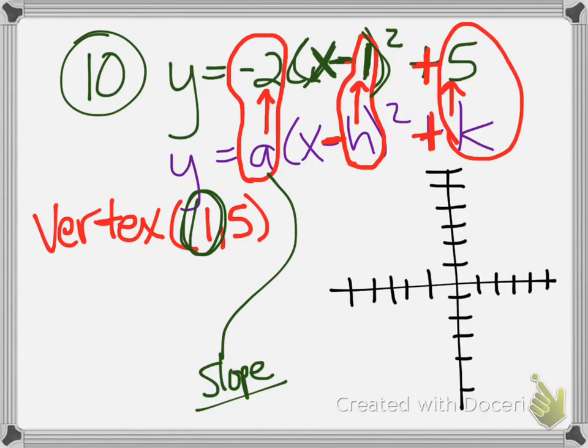Since h and k are my vertex, I'm going to go to 1, 5. So 1, 1, 2, 3, 4, 5 up there. My slope is negative 2, so I'm going to go down 2 and right 1. So that's going to be right in here. And then the same thing on the other side. Mirrors that point, so it makes a U. Connecting these points, you can see my U, and this is upside down. So if it's upside down, then which way does it open? It opens down.